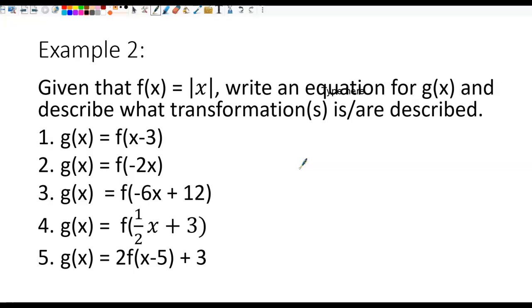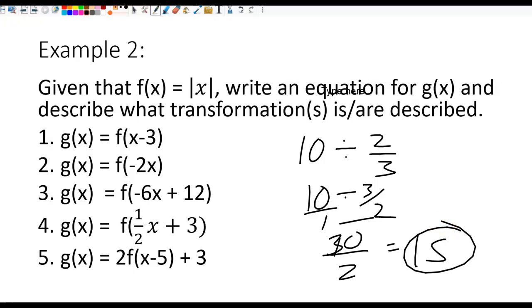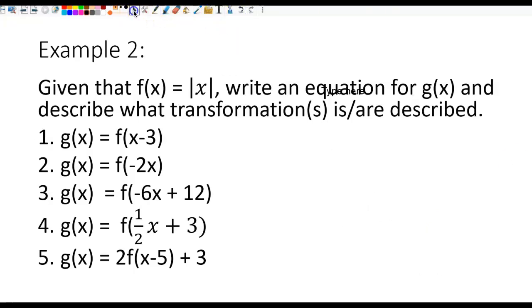So suppose I said we had 10 divided by 2/3. What would you get? First, you would do same change flip. You would multiply straight across. Oops, that says 30. And then you would reduce. The answer is 15. Okay, so you're going to need to remember how to divide fractions in order to do part 4.